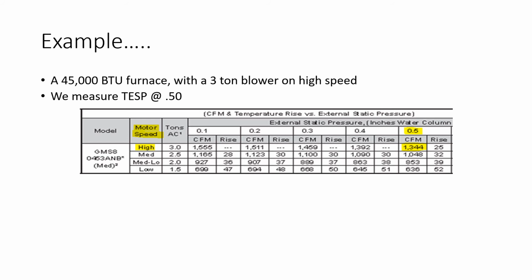So our total external static pressure is 0.5. We plug that into our chart on the high-speed tap, and we come up with 1,344 CFM. This is an accurate way of knowing what your airflow is based on static pressure.